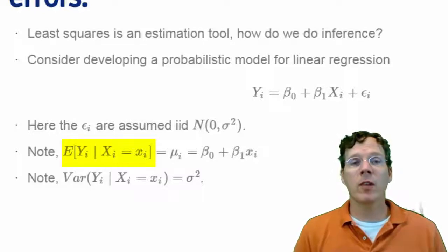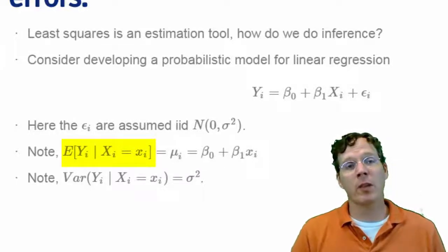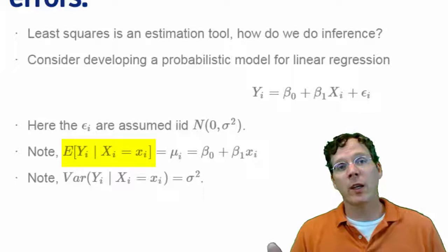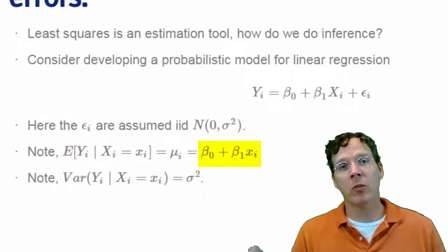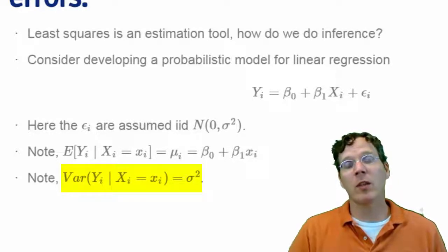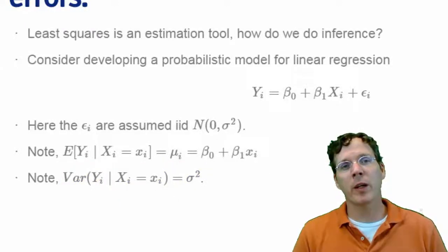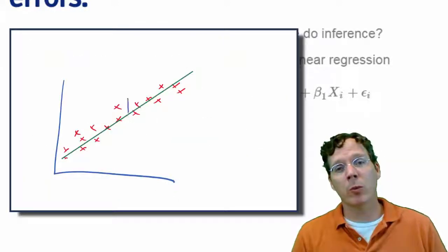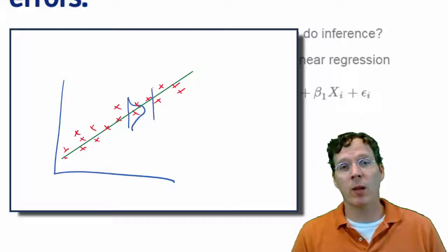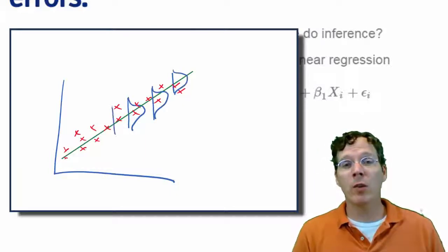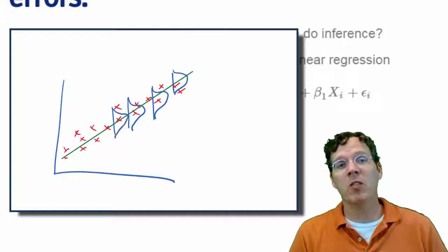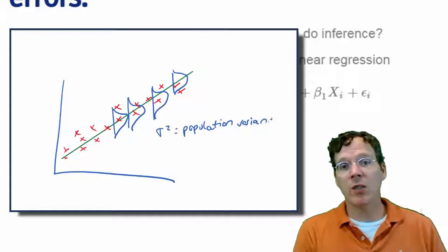I would note that the expected value of the response given a particular value of the regressor is simply the line at that regressor, beta naught plus beta 1 xi. And the variance of the response at any particular value of the regressor is sigma squared. This latter point, let me elaborate just a little bit. This is the variance around the regression line. This is not the variance of the response. So it will be lower than the variance of the response by itself because you've explained away some of the variation with x by conditioning on x.